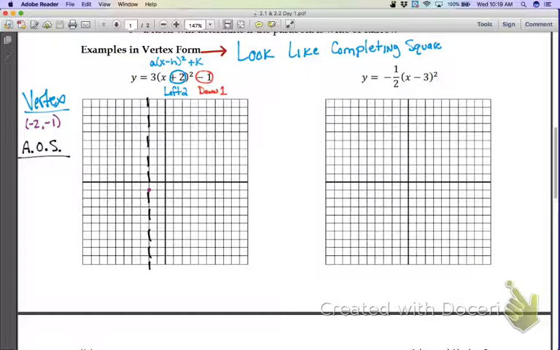It's always going to be written as x equals. So what is x equal to? What's the x value of my vertex? Negative 2. If you can find the axis of symmetry, you can find the x value of your vertex. If you have the x value of your vertex, you can always find the y value because you have something to plug in. Okay?